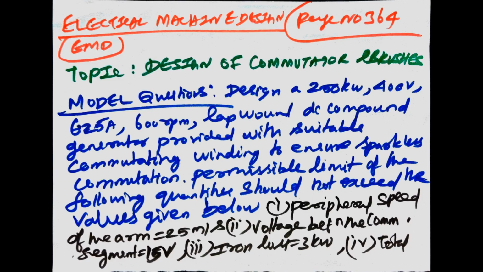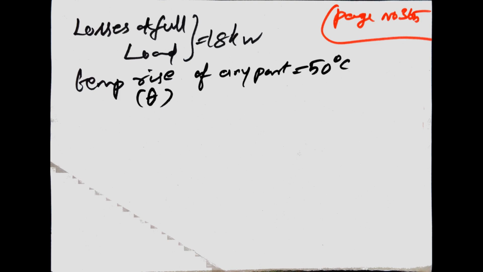Permissible limits of the following quantities should not exceed the values given below. First, peripheral speed of the armature is 25 meter per second. Second, voltage between the commutator segments is 15 volt. Third, iron losses is equal to 3 kilowatts. Fourth, total losses at full load is 18 kilowatts. Temperature rise of any part is 50 degrees Celsius.